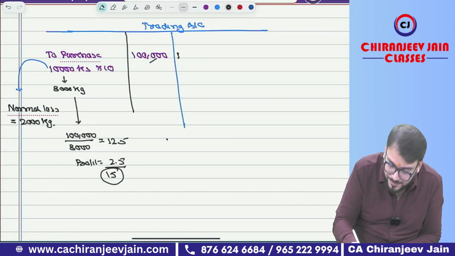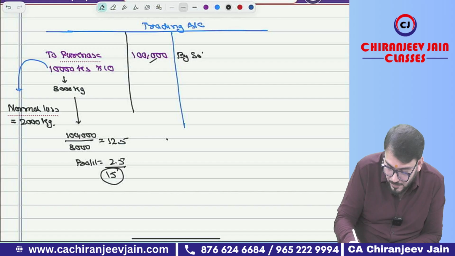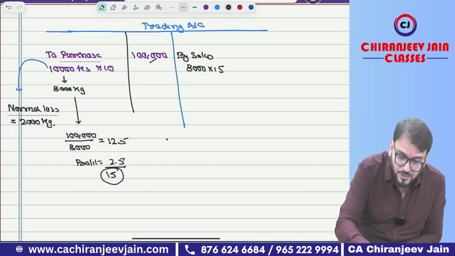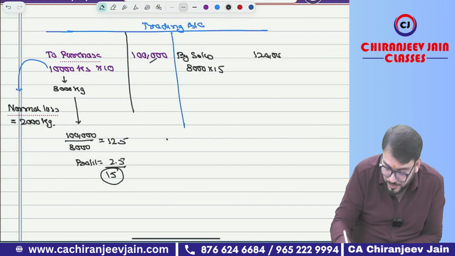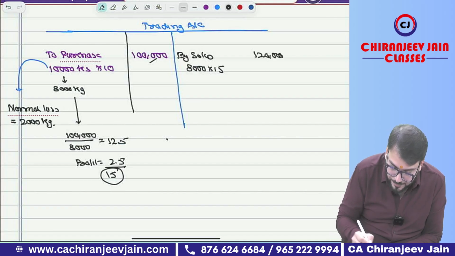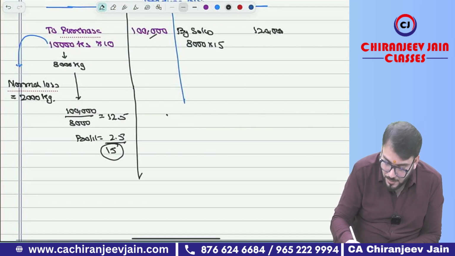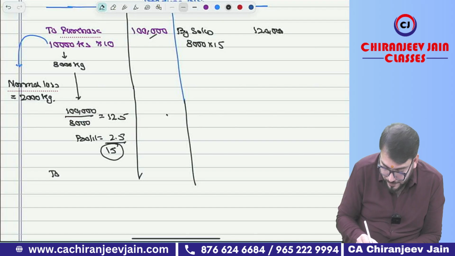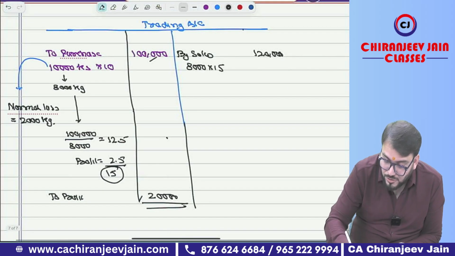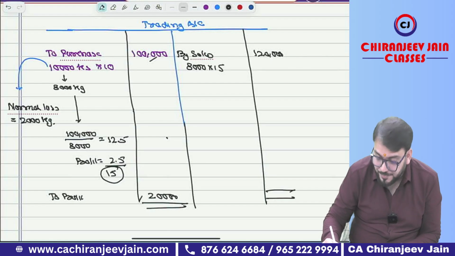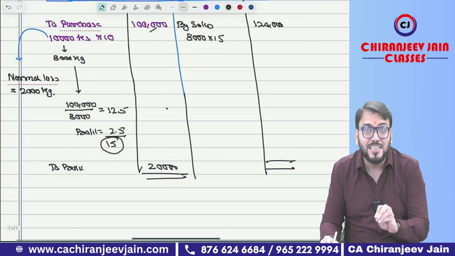You will say, buy, sale: 8,000 into 15. 8,000 into 15 is equal to what? That is 1,20,000, and your profit will be how much? Your profit will be equal to 20,000. It means for normal loss there is no need to pass any separate journal entry. So for normal loss we don't pass any separate journal entry.